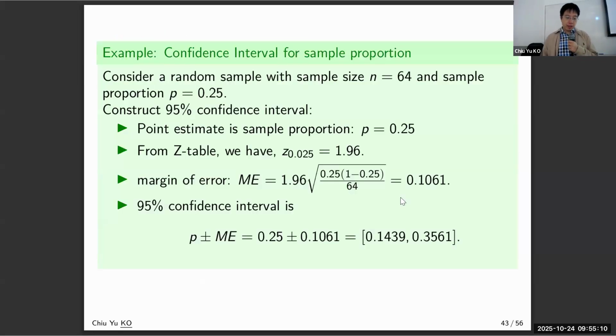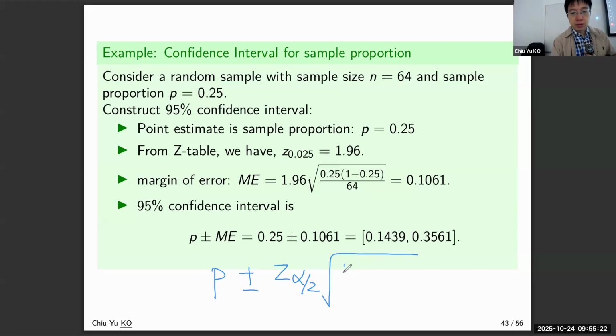Okay, so let's apply again. To do it, just write down the formula here again: p plus minus Z alpha over 2 times the square root of p times 1 minus p over n. So this is the question. You can imagine a lot of applications, like you ask how many people would like to buy your product. You ask 64, and it turns out that a quarter of people like your product.